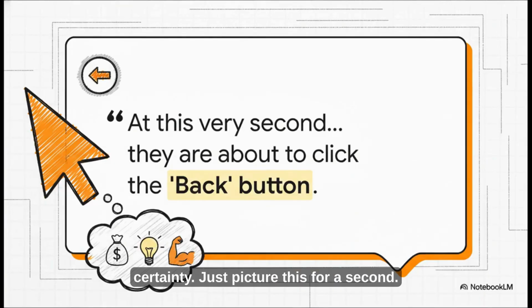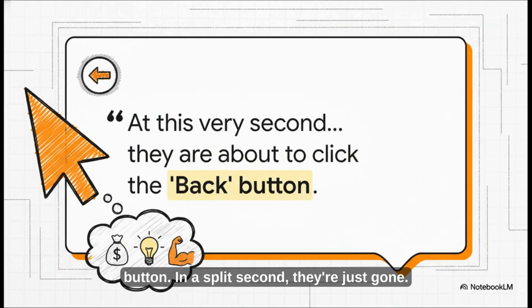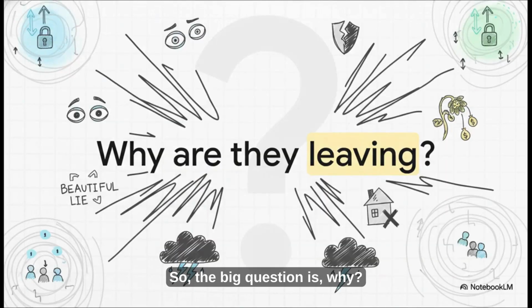Just picture this for a second. Right now, at this very moment, someone out there has the exact problem you solve. They've got the budget, they even have a real desire to change their situation. And yet, their mouse is hovering right over that back button. In a split second, they're just gone. So, the big question is, why?